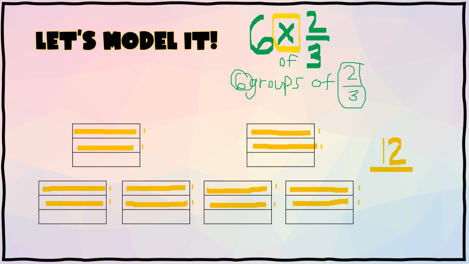And the whole, so each shape that looks like that has 3 parts to it. So we get 12/3. And like we've done in the other problem, we simplified. We divided each by 3, and our answer is 4. So if you ever needed to model a multiplication problem, this is how you would do that.